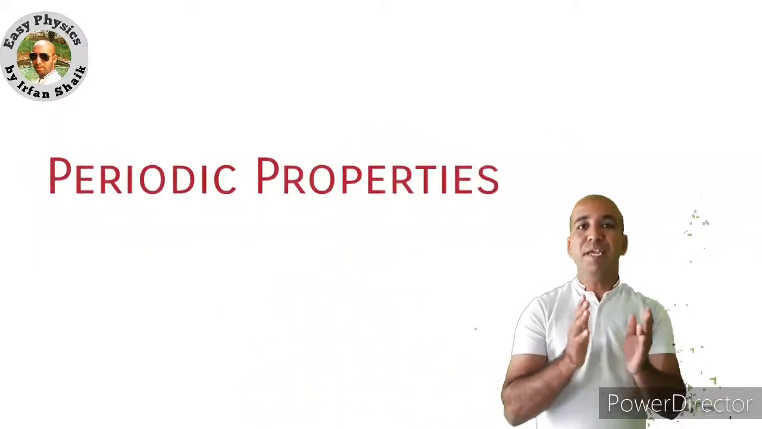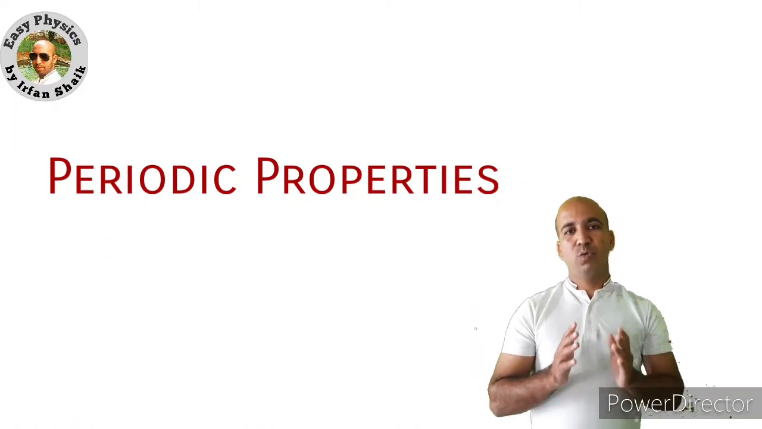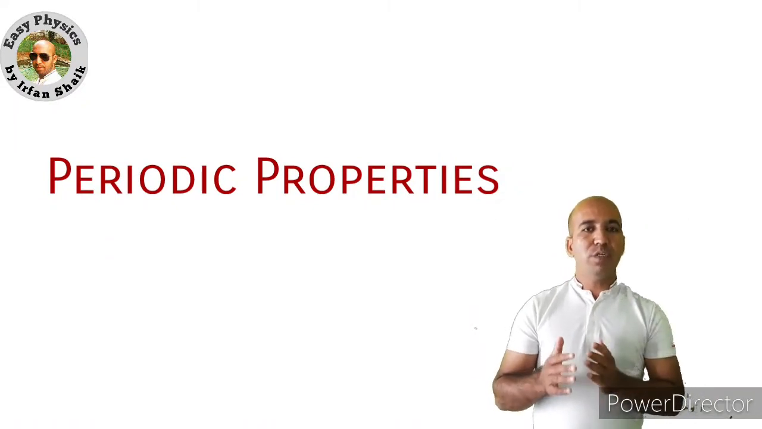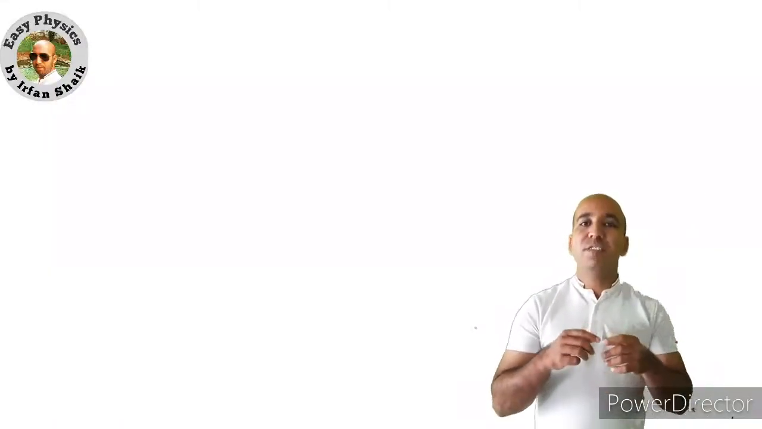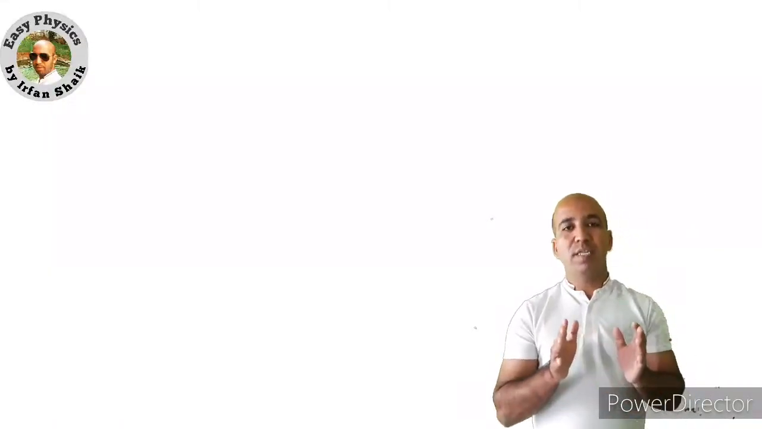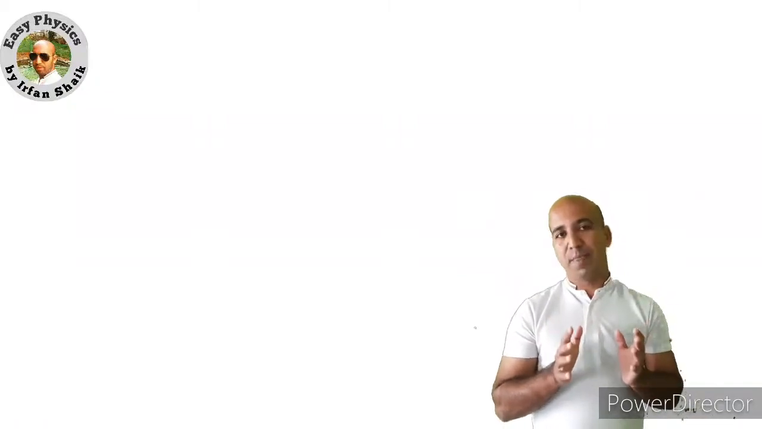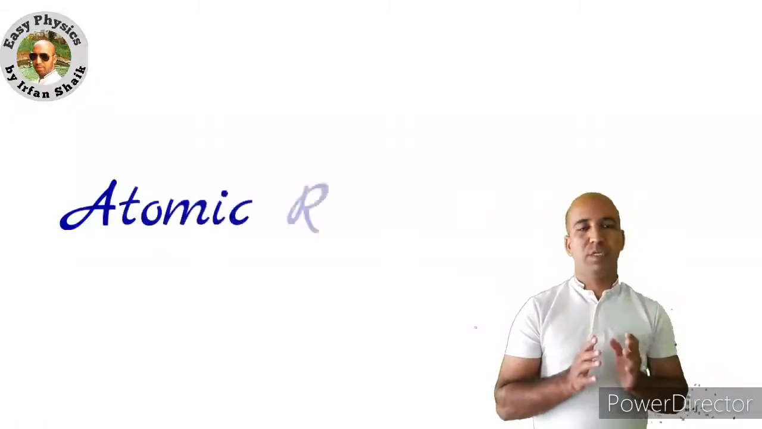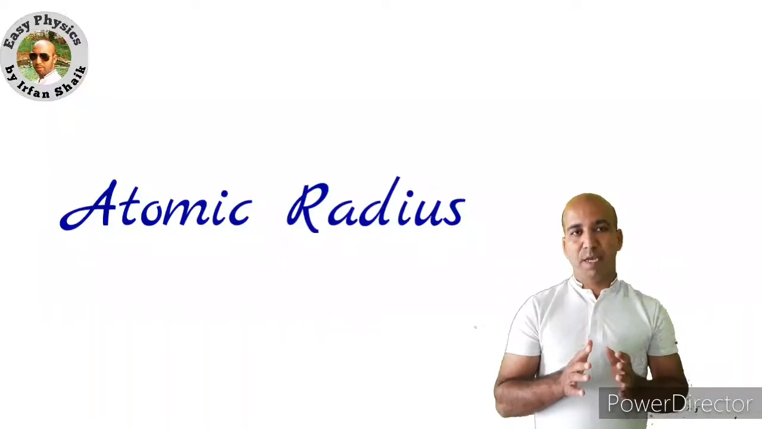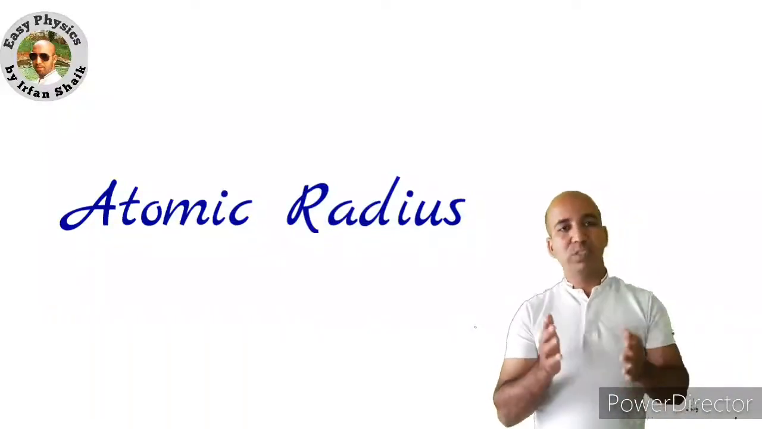To understand the periodic table completely, we need to know about some periodic properties. So in this class we are going to discuss one of the periodic properties that is helpful for us to understand the periodic table completely. That is the atomic size or atomic radius. Atomic size or atomic radius, both are the same.